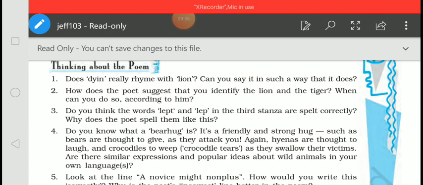So do you think the words leapt and lept in the third stanza are spelled correctly? So why does the poet spell them like this? You must remember, when I was explaining, I discussed the use of a literary device which is known as poetic license. So the words leapt and lept have not been spelled correctly. It is a poetic device known as poetic license, which is used by the poet to lay emphasis on the actions of the leopard. Okay, poetic license.